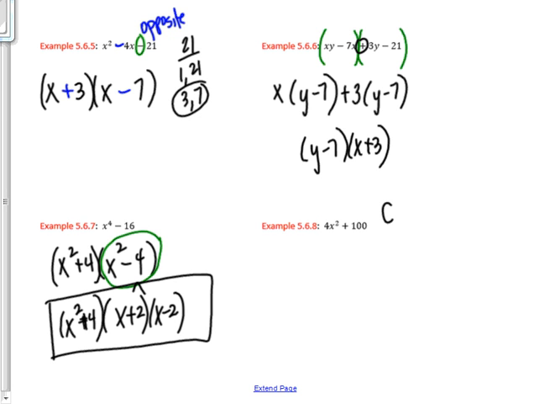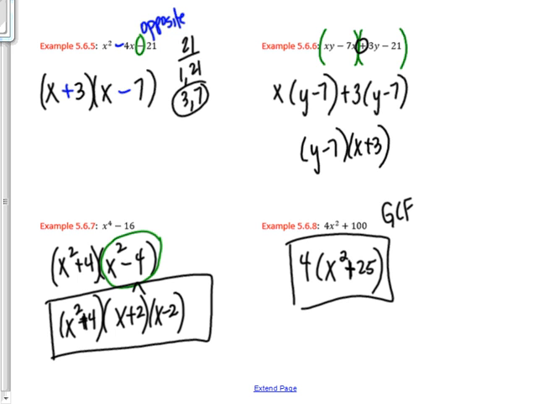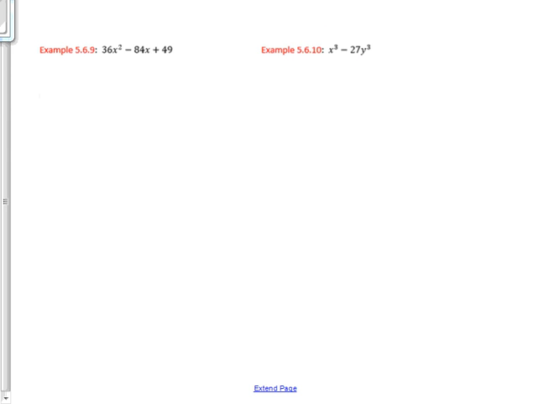And then on this one, GCF, what's the biggest number that goes into 4 and 100? It's 4. I'll be left with x squared plus 25. Don't get tempted to write x plus 5, x minus 5 from there, because remember it has to be a minus in the middle. This one has a plus, so stop here. All right, 2 more.